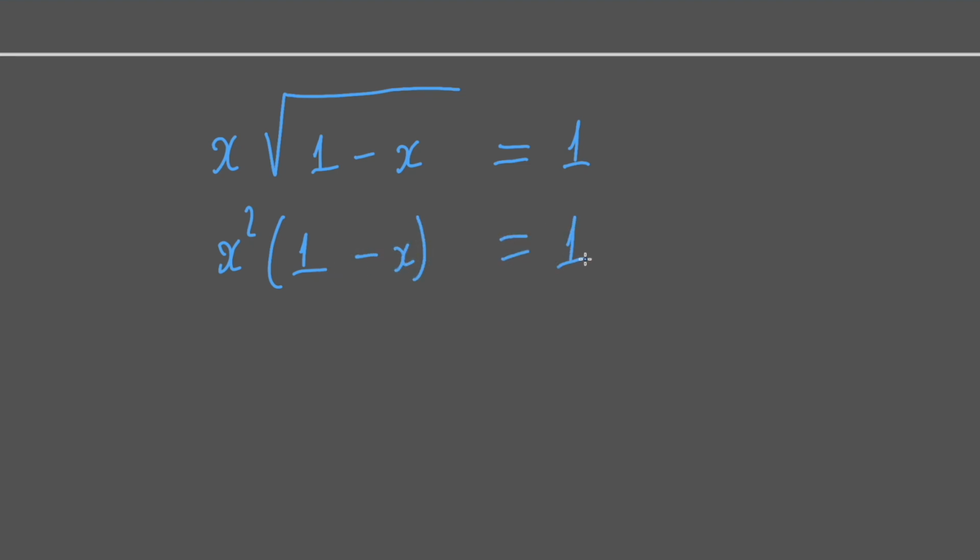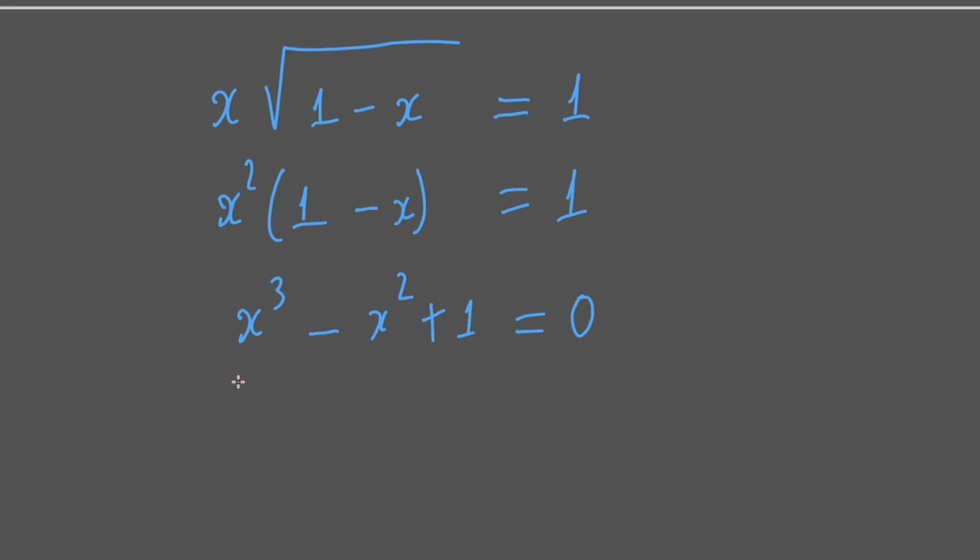Okay, we will have x multiplied by the square root of 1 minus x equal to 1. And you will square both sides of this equation. On the left it becomes x squared multiplied by 1 minus x equal to 1. Then obviously it will become the cubic equation, that is x to the power of 3 minus x squared plus 1. And in this equation, you can find there's one real root.